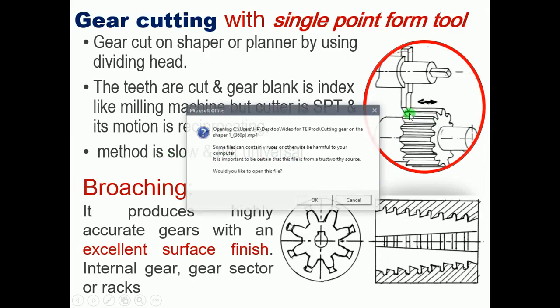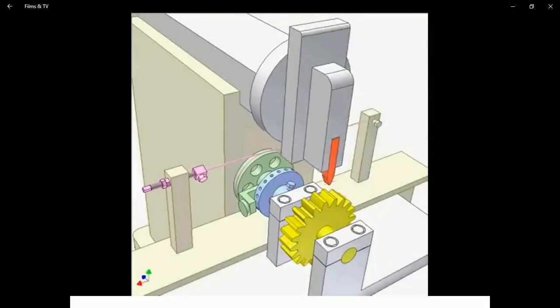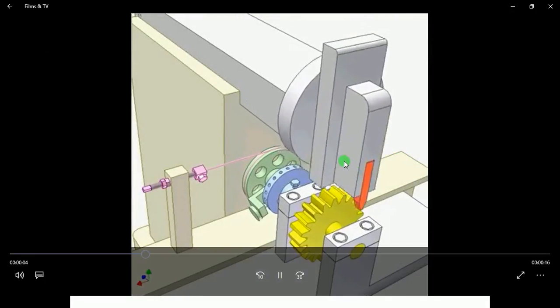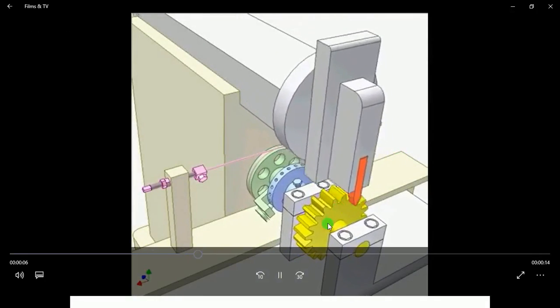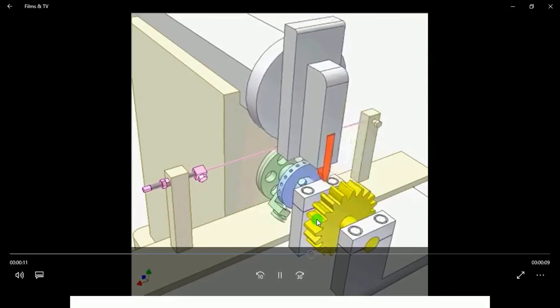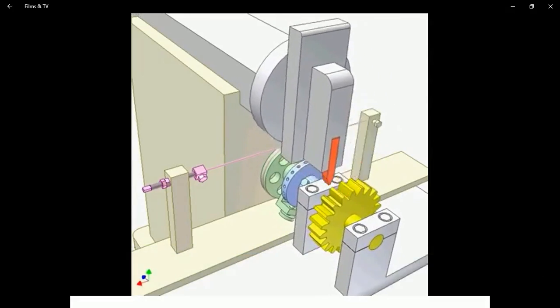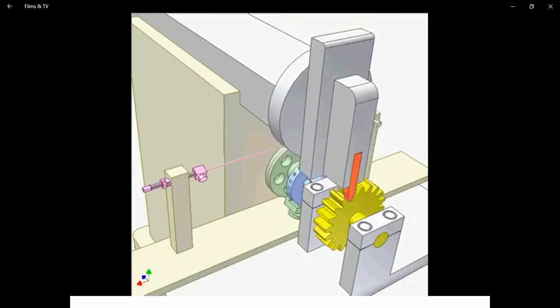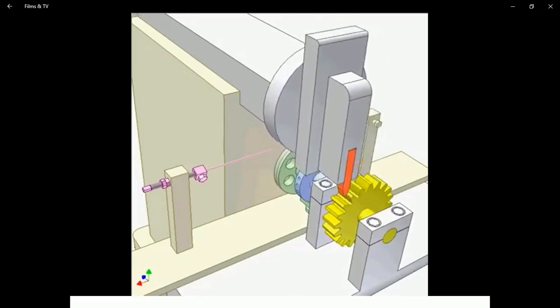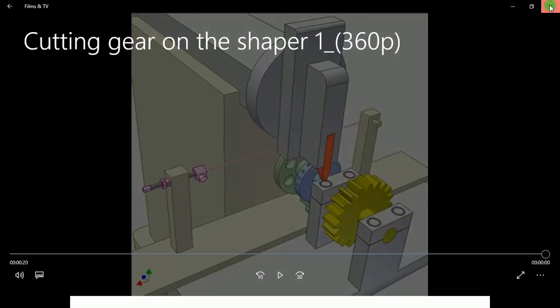We show the video for the gear. Here are the shaping tools or single point cutting tools which can generate the gears. The gear blank is indexed step by step to generate the gear. These are animations for the generation of the gears.